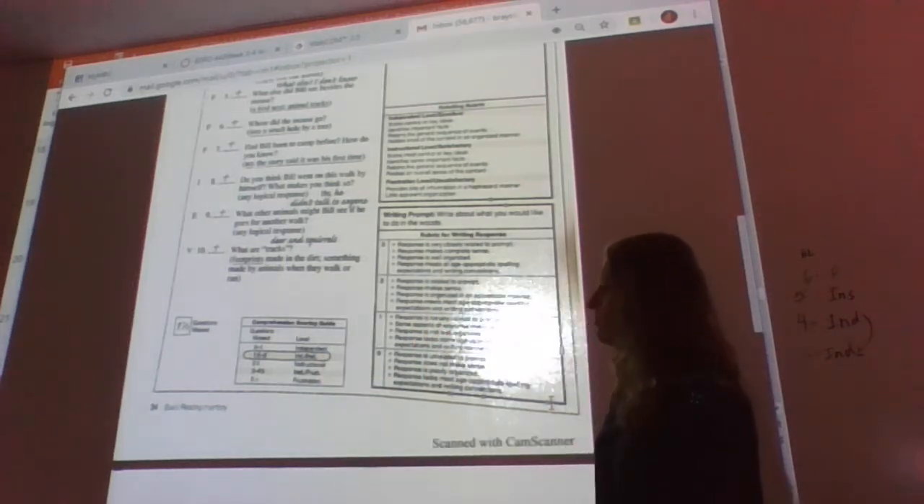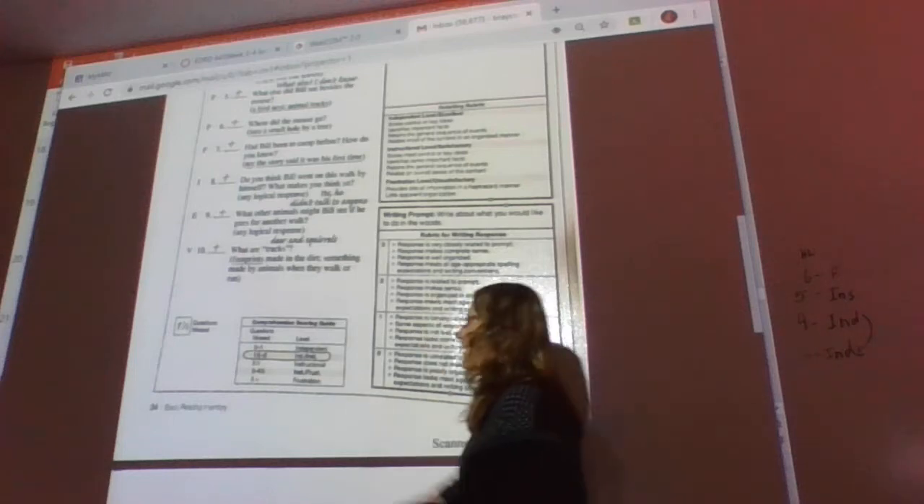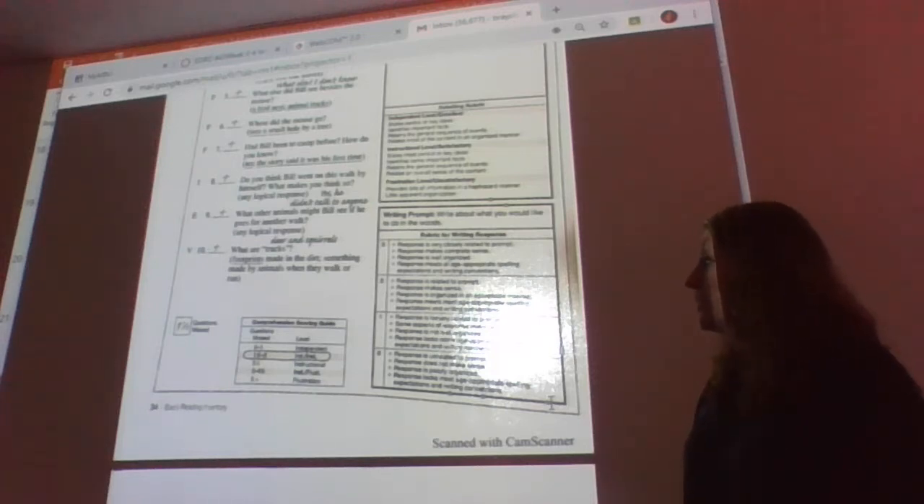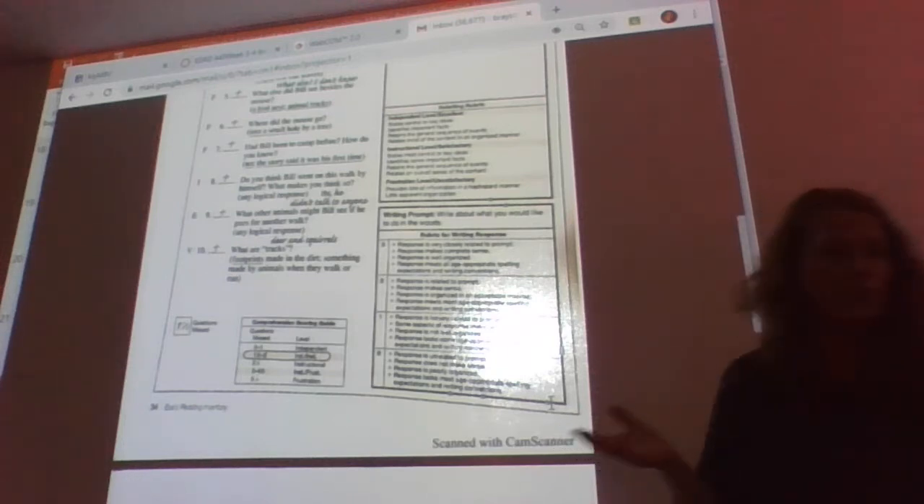But the comprehension scoring guide, the overall comprehension is independent. Or again, we're not going to use the second piece of it. The reader only missed 1.5 questions. That means they had almost 85% accuracy in their comprehension, which is pretty good. And so on the first page, the reader was instructional. On the second page, the reader was independent for the comprehension. So we have 2 different scores.